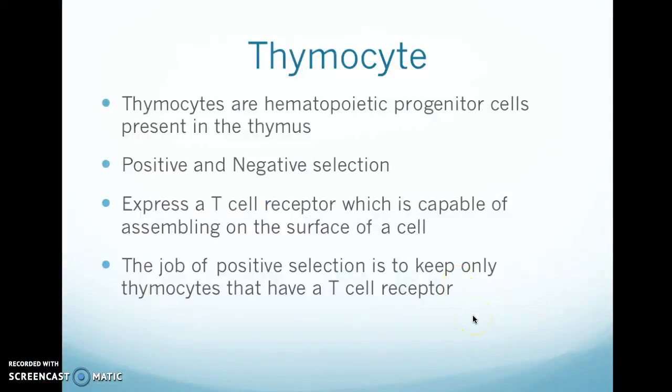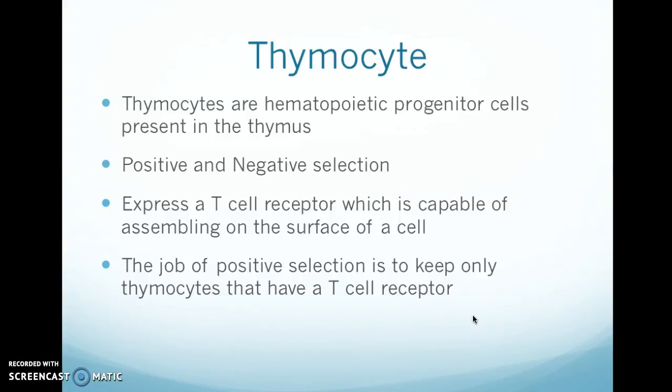Okay, so for this video, I'm going to be talking about positive and negative selection of thymocytes. Thymocytes are hematopoietic progenitor cells present in the thymus. So there is positive and negative selection. First, I'm going to talk about positive selection.